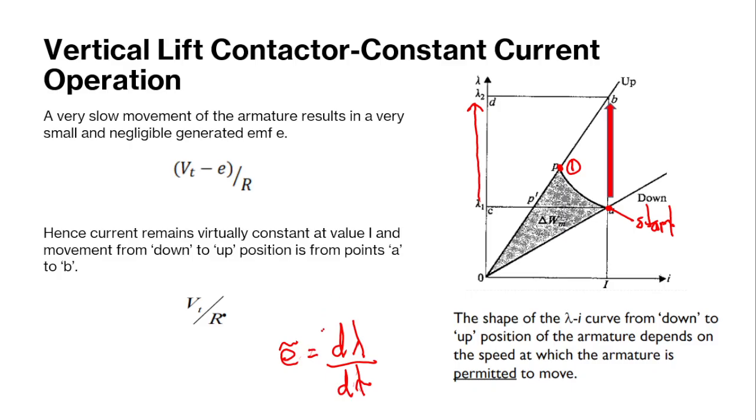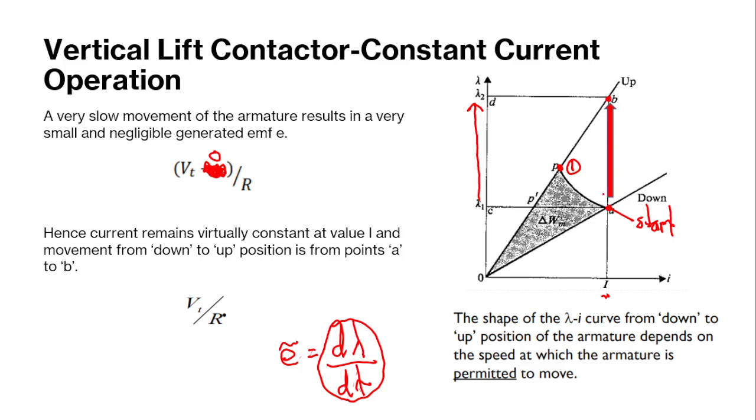So if this is approximately zero because you're moving this real slow, this would drop off. A very slow movement of the armature results in a very small and negligible generation of EMF, so you could approximate it to be zero. Hence, the current remains virtually constant. We know it's not perfect, but we could say it's a straight line at the value I. And the movement happens from A up to B, which is a constant current operation.